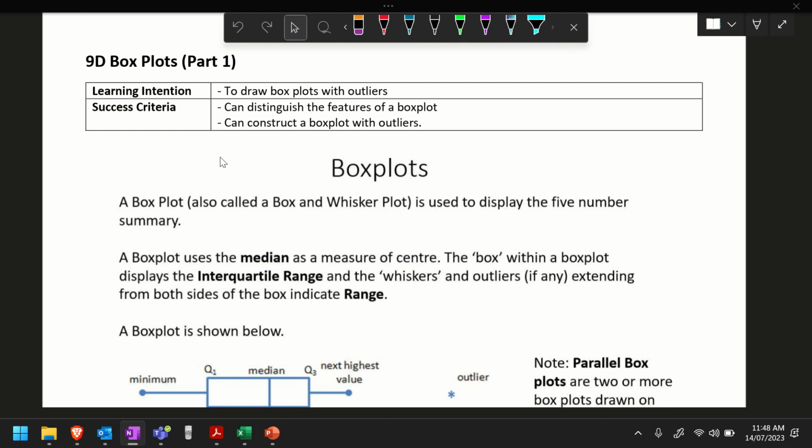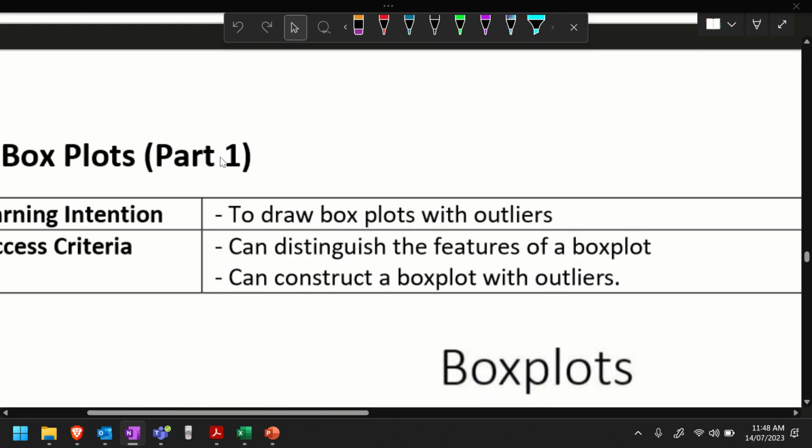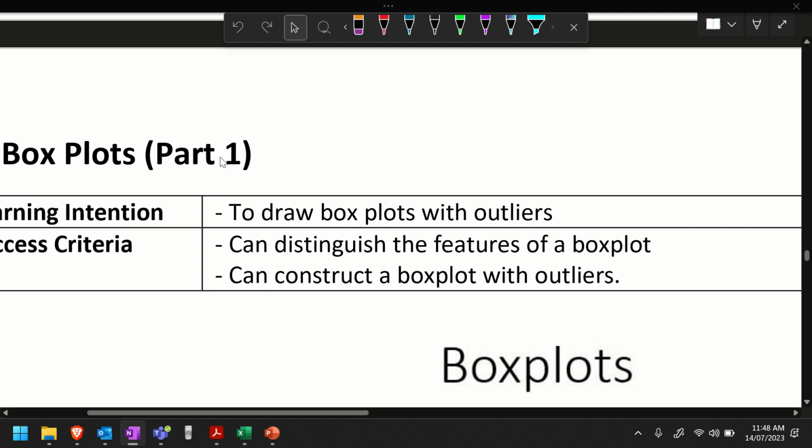So our learning intention today is I'd like you all to be able to draw a box plot. If you've never done it before, it's literally just a box with lines. That's it. Okay? And I want you to be able to distinguish different features of your box plot and then draw them when it comes to having an outlier. All right, and you've already seen some of them before.